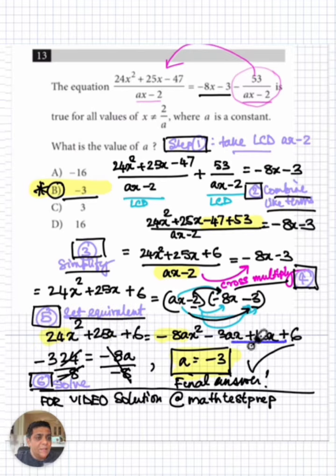We don't need to bother with this, and that's the 6. The numerical term we don't need to bother with, and we don't need to bother with that either at this point. So we just set these equal to each other. 24 equals negative 8a. So I'm going to just divide by negative 8 on both sides, and then the value of a is going to be negative 3, and that is our final answer.